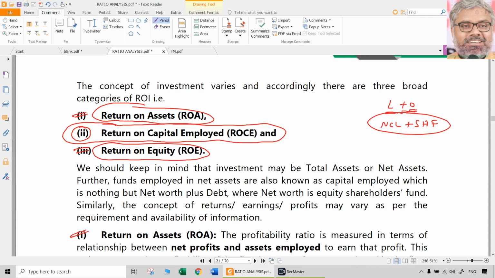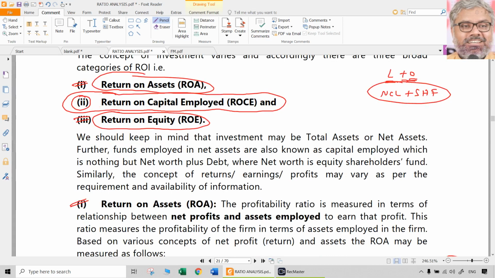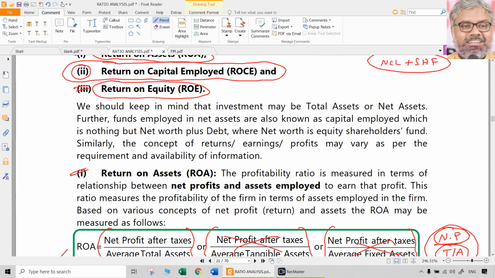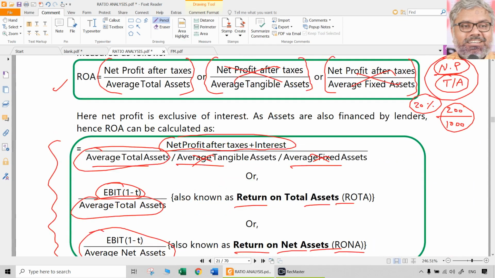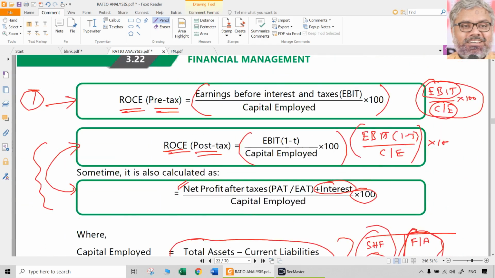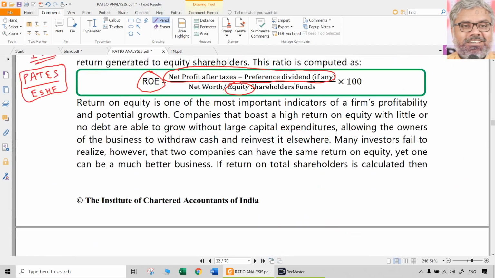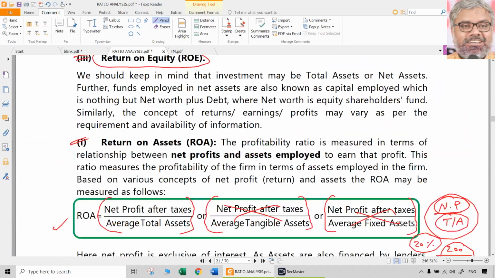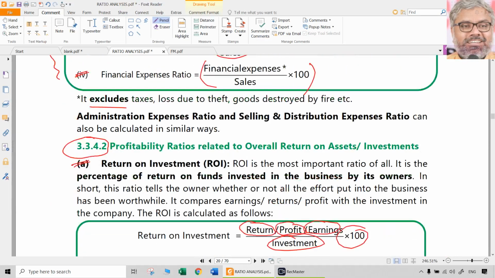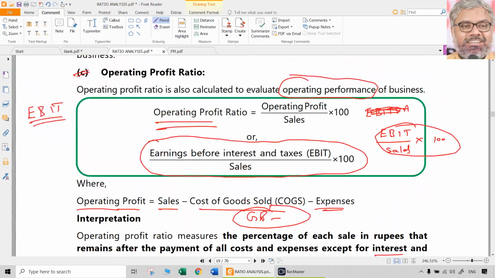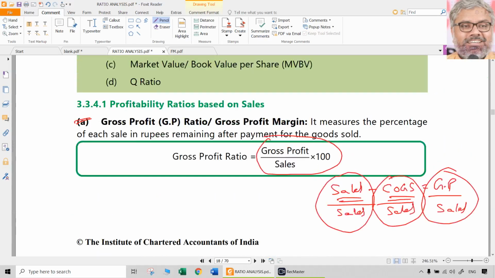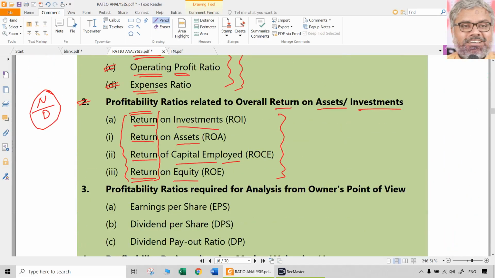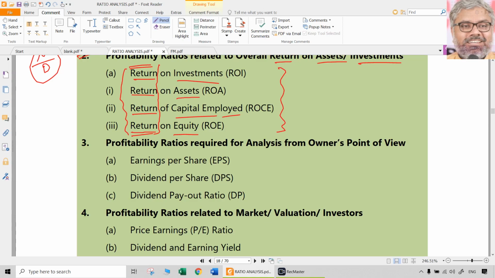Return on total assets, return on net assets. Second case, return on capital employed. Capital employed is a very clear definition. There is no confusion. Return on equity. Equity is very clear. Equity means here equity shareholders' funds. So these are various types of profitability ratios which are based on the total assets or the capital employed or equity. These are the four types of profitability ratios.